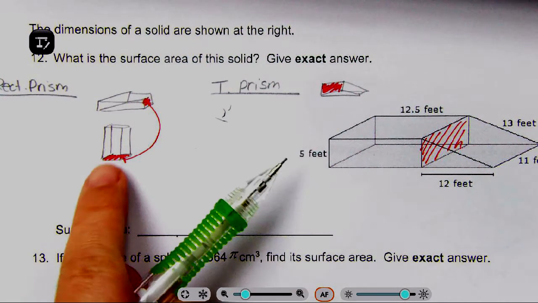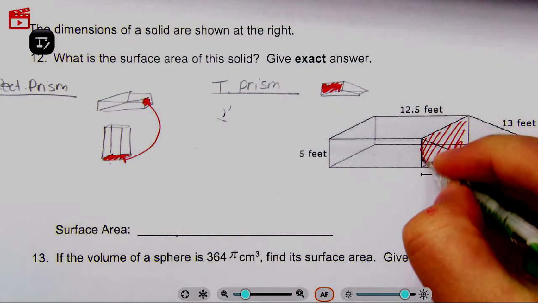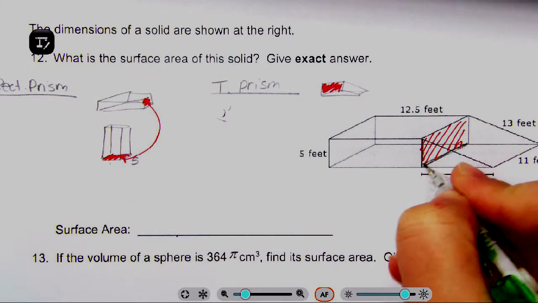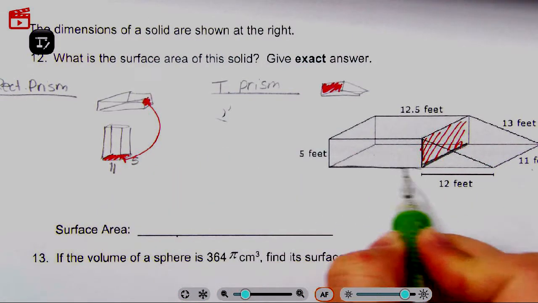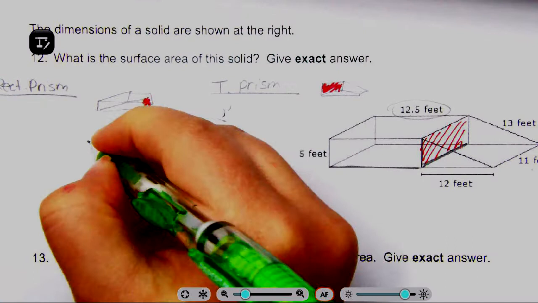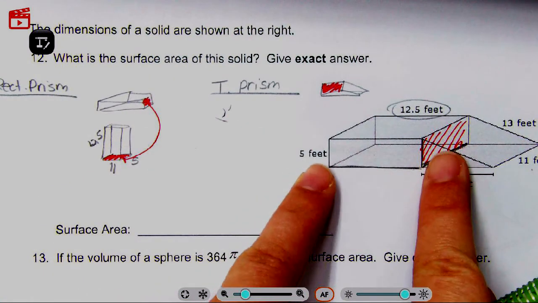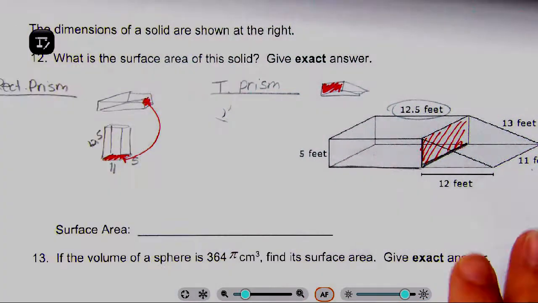So if I make this my base, let's figure out what my base is in measurement. This side would be 5. This side would be 11. So then my height would be 12.5. All I did is I took this rectangular prism and I stood it up in order to create the red piece to be my base.